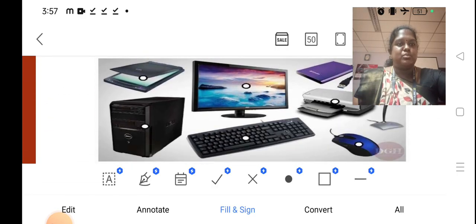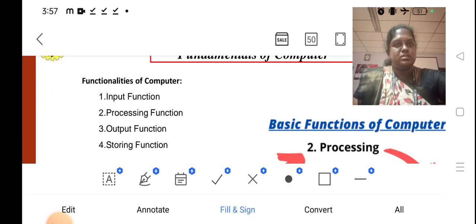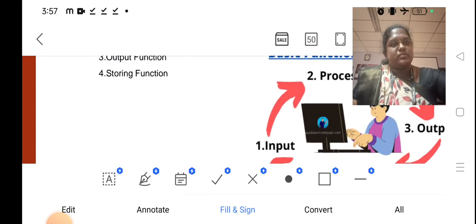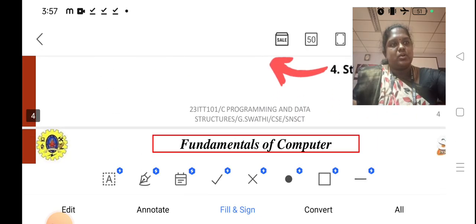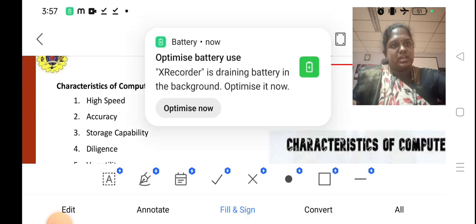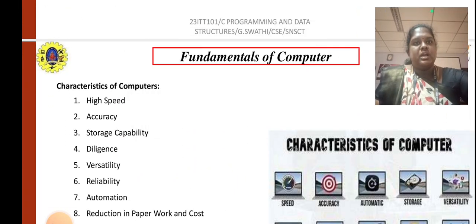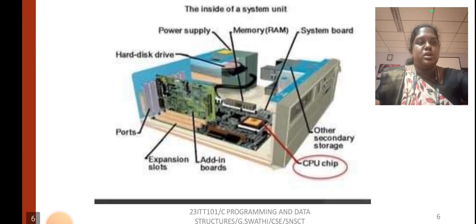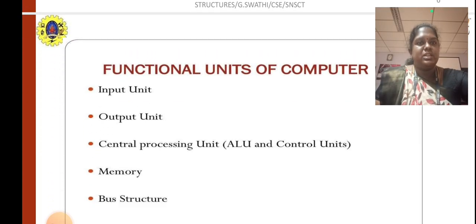Fundamentals: keyboard, scanner, monitor. Functionality means input function, processing function, output function, storing function. While giving an input, it gets processed and then the output is shown, and then the program is stored. The characteristics of a computer are high speed, accuracy, storage capability, diligence, versatility, reliability, automation, and reduction in paperwork and cost. This is the CPU structure. We have units like the input unit, output unit, CPU, memory, and bus structure too.